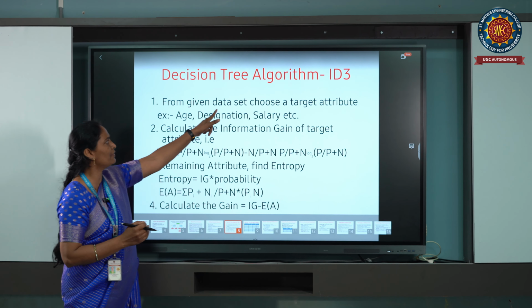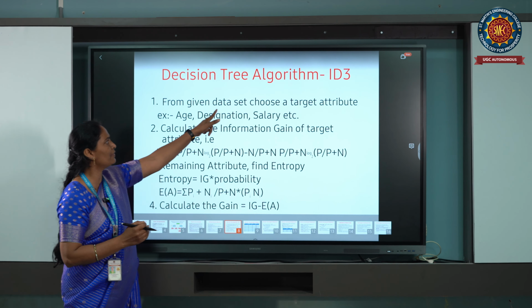So there we are calculating the information gain using this formula, this notation: p by p plus n, log base 2 of p by p plus n, minus n by p plus n, log base 2 of n by p plus n. So this is the actual notation for the second step of calculating the information gain.